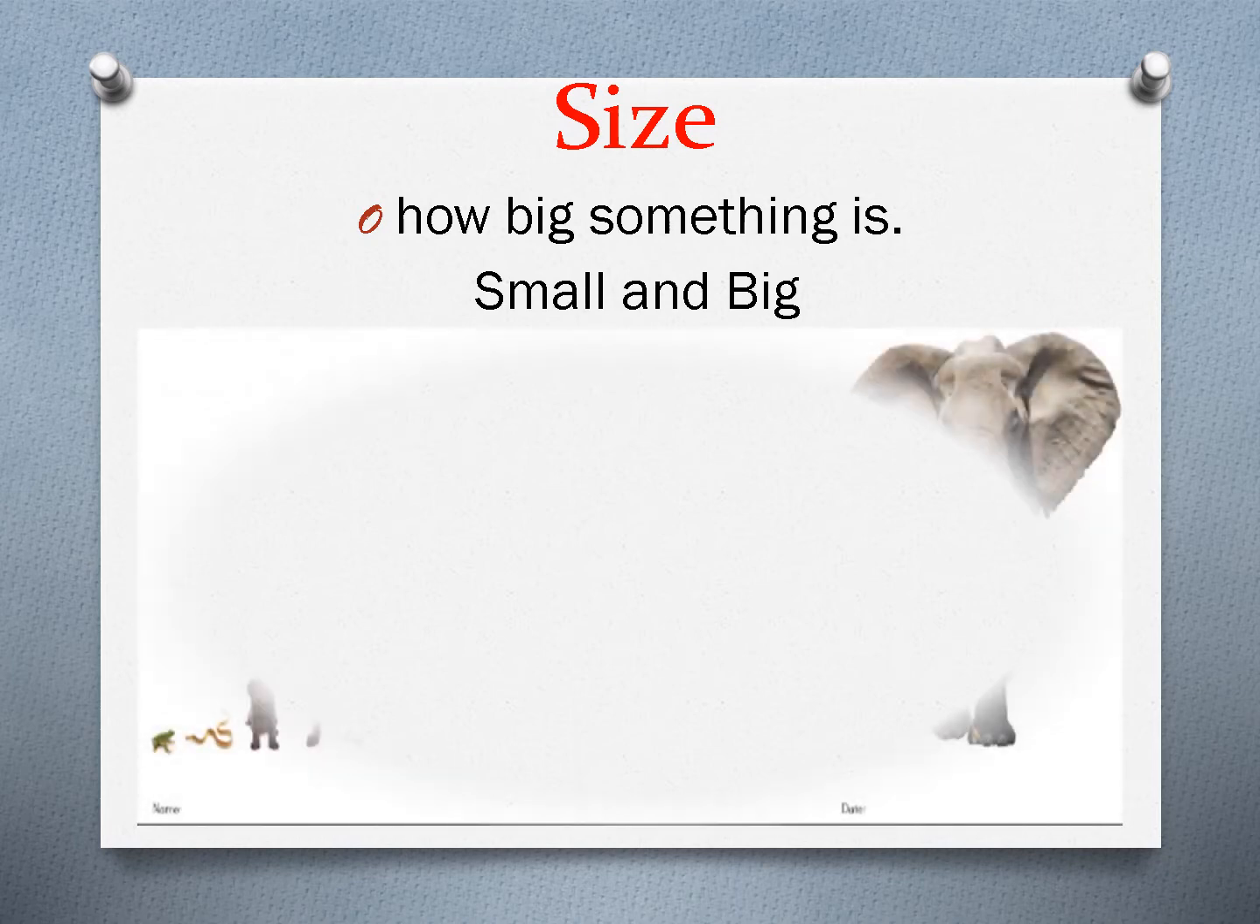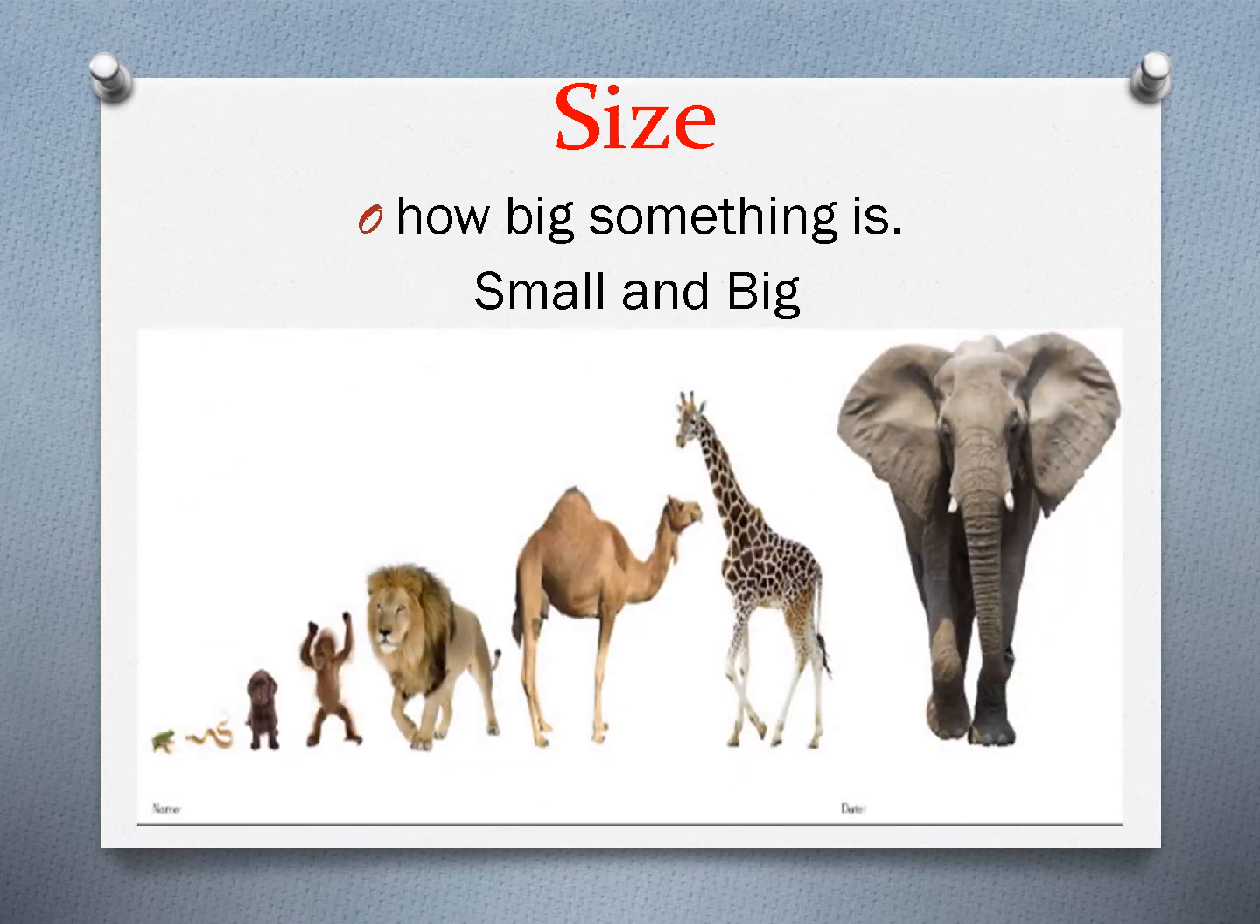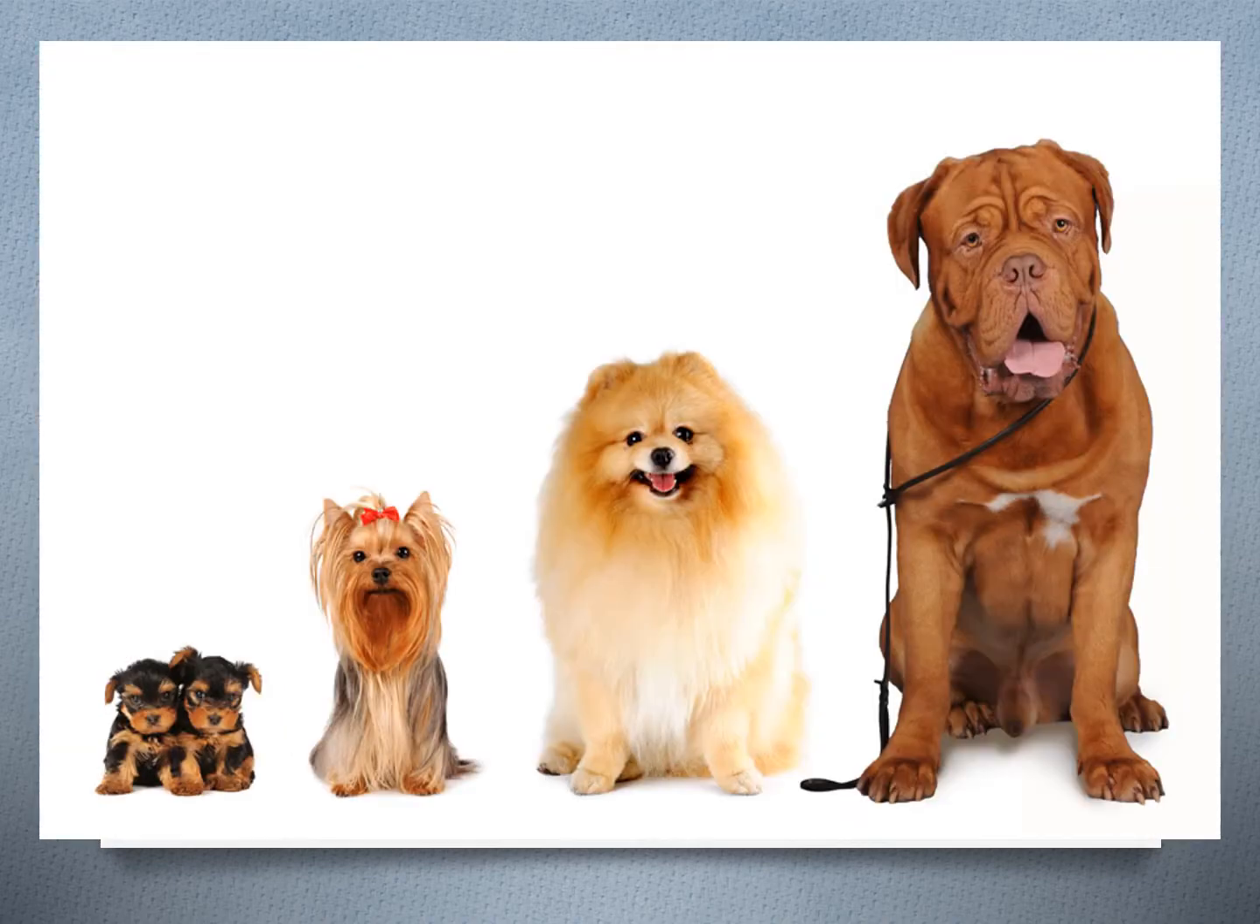Okay, so we have here a picture representing animals from the smallest to the biggest. So there are small animals, there are also big animals. Okay, this is another example. There are small dogs and there are also big dogs. So these are examples of the differences of animals in terms of their size.